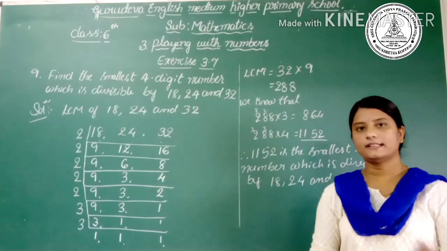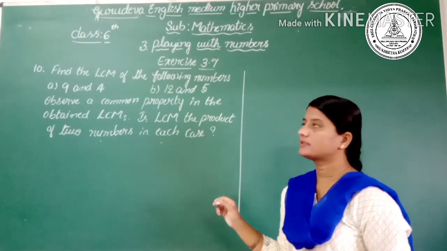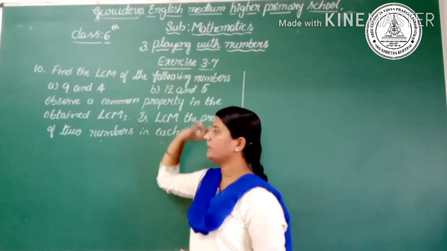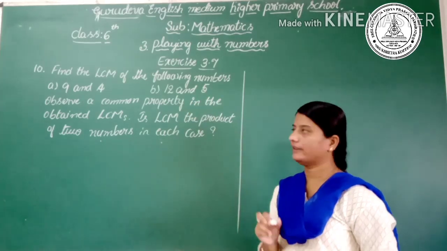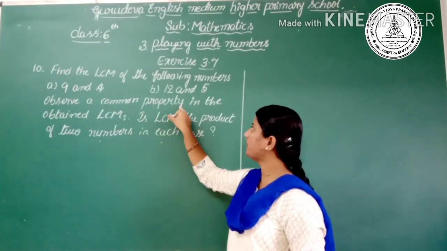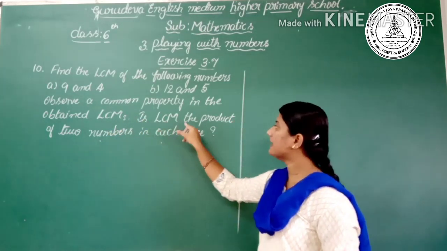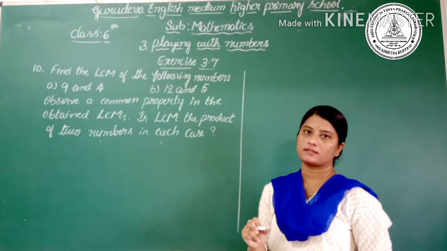Okay, let's go to the 10th question. Find the LCM of the following numbers. So I have taken here two problems, A1 and B1. First one 9 and 4, 12 and 5. Observe a common property in the obtained LCMs. Is LCM the product of two numbers in each case?